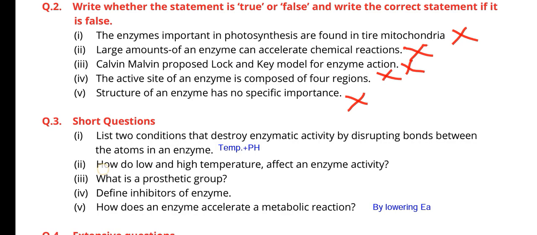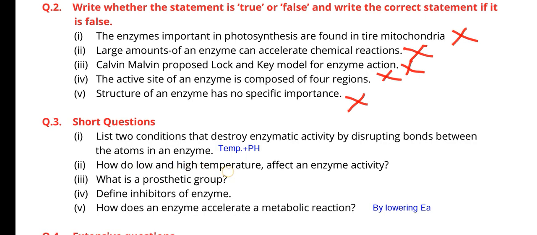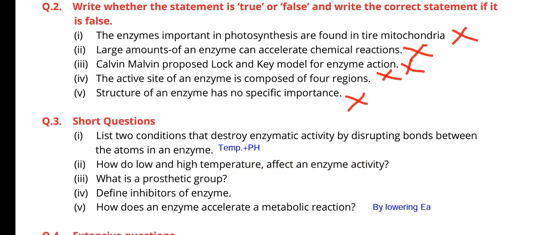Question 2. How do low and high temperature affect an enzyme activity? If temperature is low, the collisions between the molecules will be low, or we can say that the thermal energy will be low and the rate of reaction will be low. And if we increase the temperature, of course there will be more collisions, more kinetic energy, more reactants are changed into products, and the rate of reaction will be more.